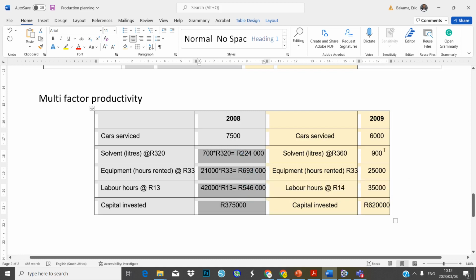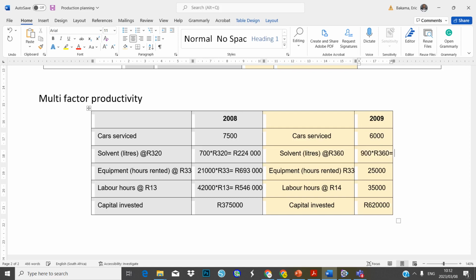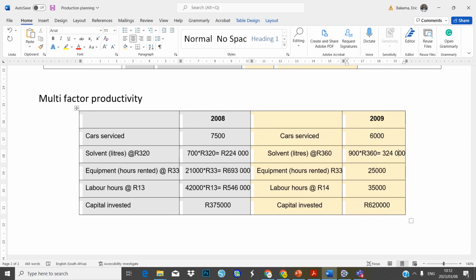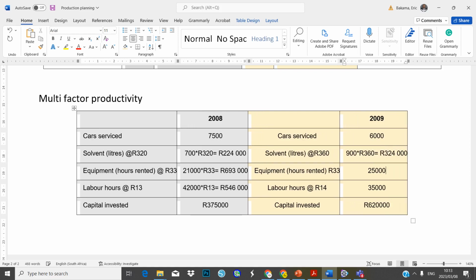Then we will still do the same thing for the remaining part. The remaining part here, which was 2019. In 2019, we used 900 liters. The price even increased to 360 rand per liter. So I have my 900 times 360, which gives me 324 and then 340. The value is still in rand here. So I really want to emphasize on the unit.